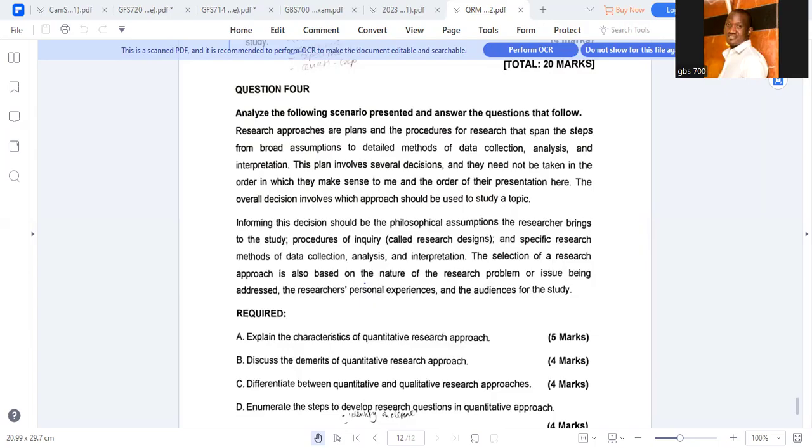You can look at the types of sampling methods. What types of sampling methods do we know? What type of sampling methods do we know and explain them? I've shown you there. Just need you to expand.